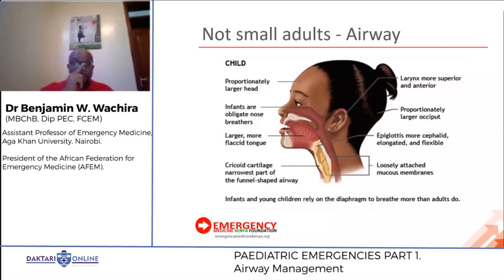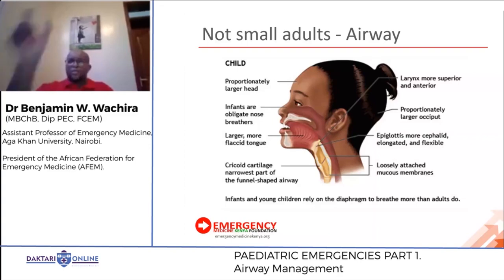And also a bit more complicated, but yeah, be cognizant of the flaccid tongue. So in terms of the airway, the cricoid cartilage is the narrowest part. This is just below the vocal cords, and again, this is where things will tend to be stuck. And sometimes when you're trying to put on a tube, that's where they tend to be stuck.